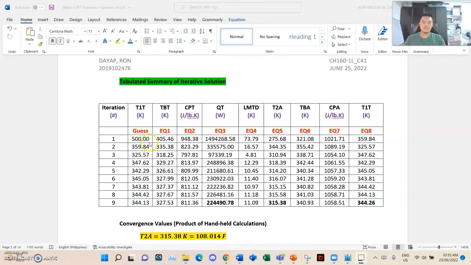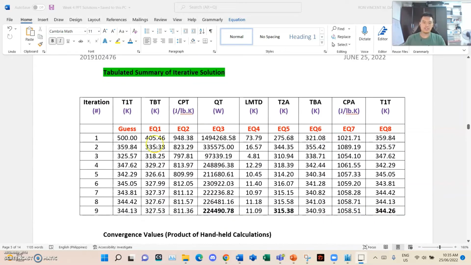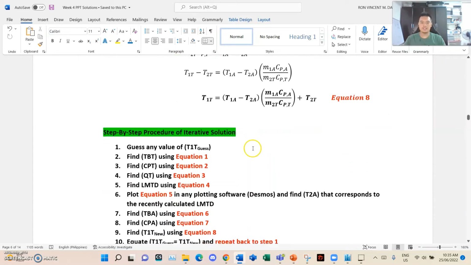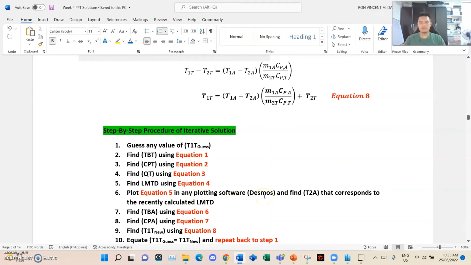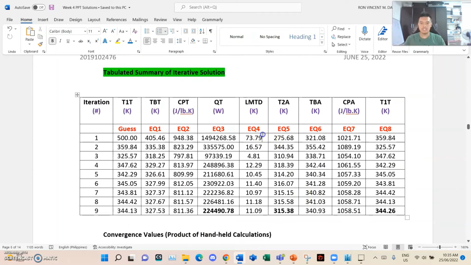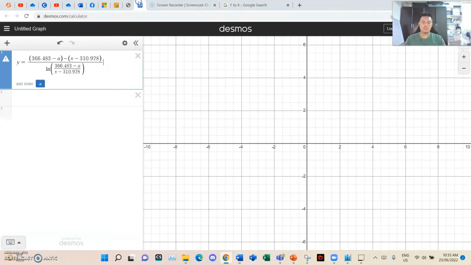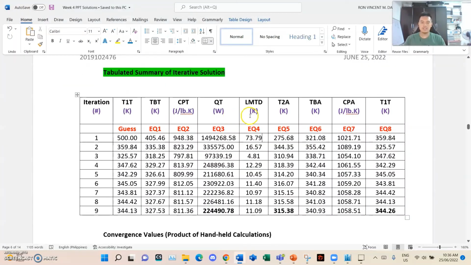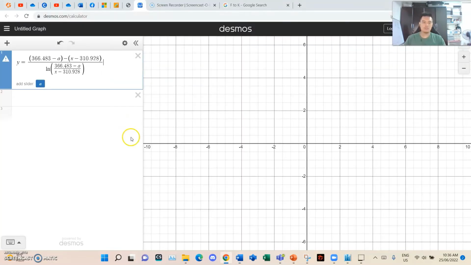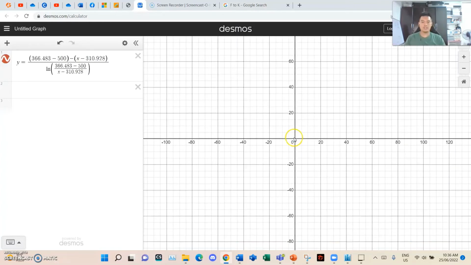So I initially guessed an outlet temperature of toluene as 500 Kelvin, then substituted it in equation 1, then equation 2, equation 3, and equation 4. And I remember earlier that I said to plot the equation for LMTD in order to find T2A. So what I did is this one. So going to Desmos, this is the equation I prepared earlier. And A represents the guessed T1T, which is 500. So I'll put here 500. And then, when I scroll up, I would get this graph.